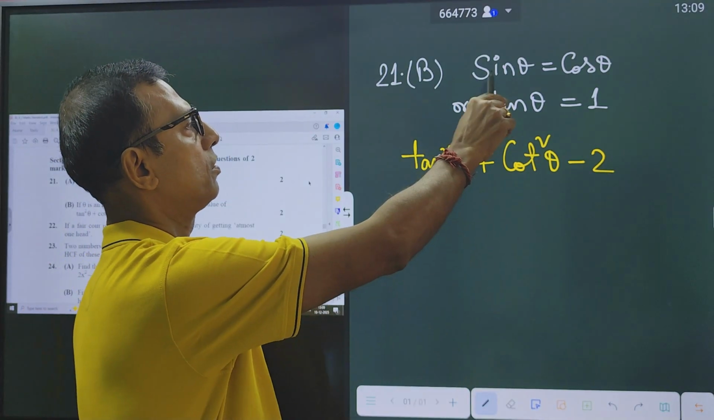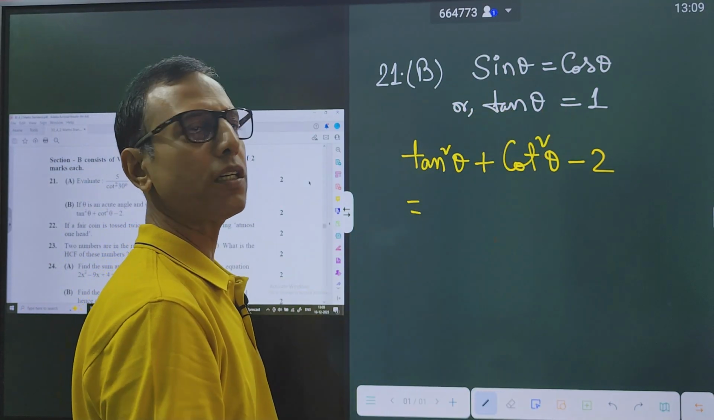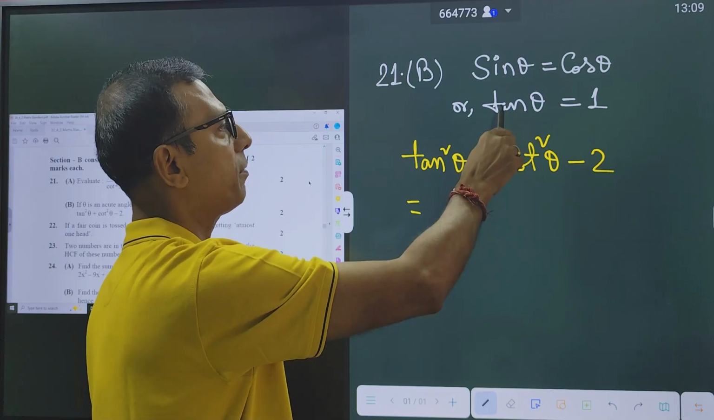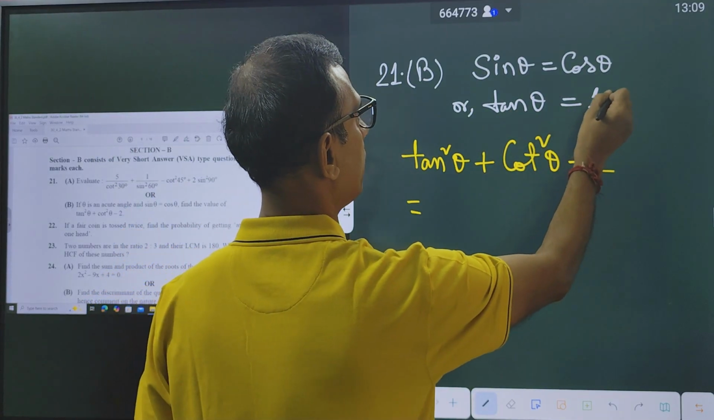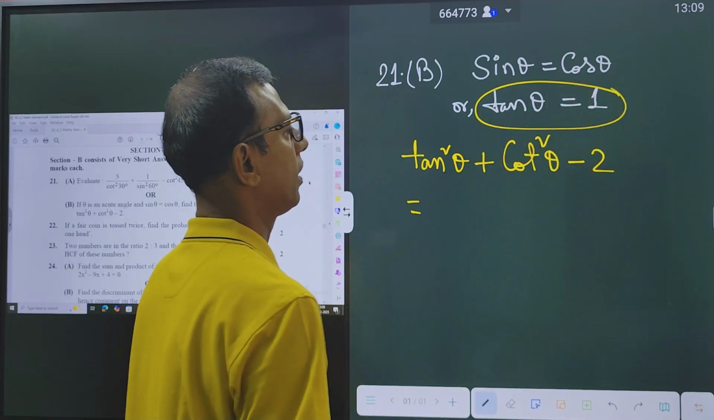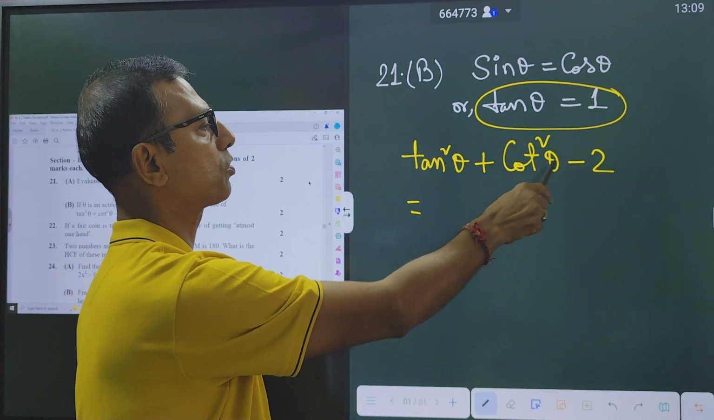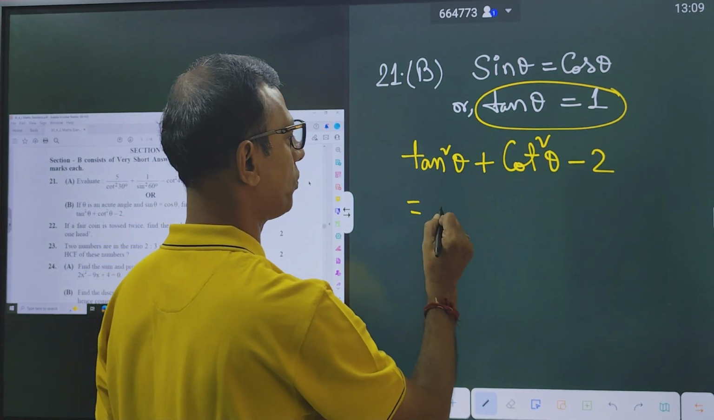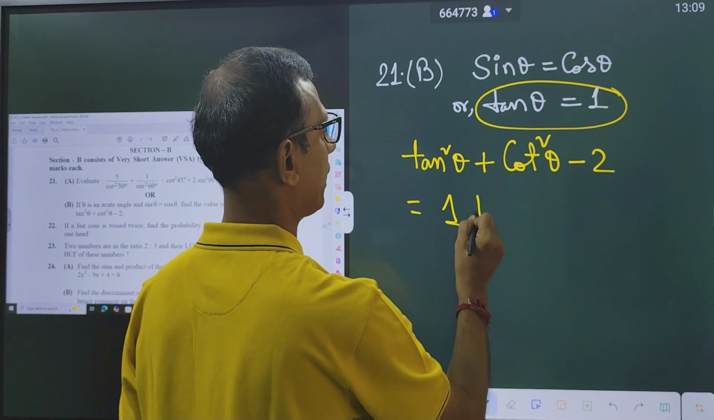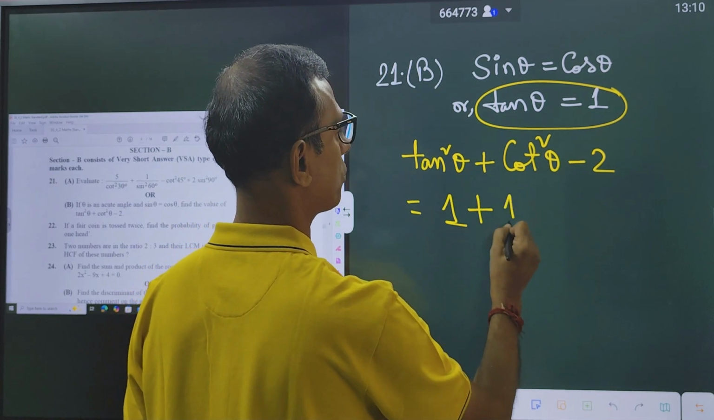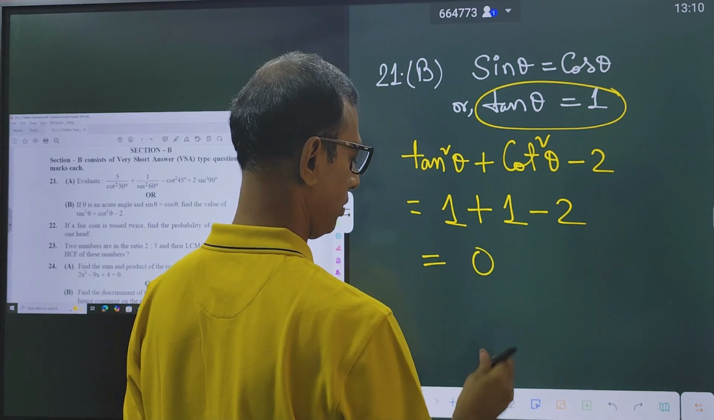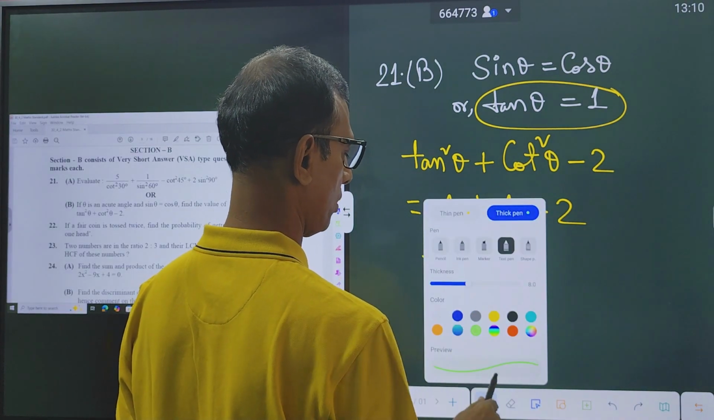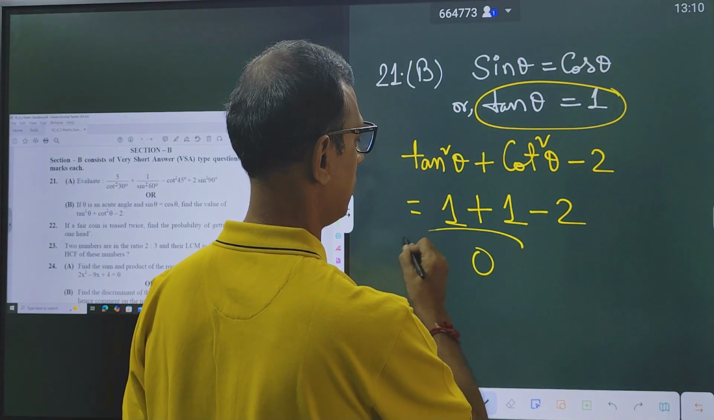So 21b, sin theta equals cos theta, that means sin theta by cos theta equals 1, that means tan theta equals 1. That is how it is already given. Now you need to evaluate tan square theta plus cot square theta minus 2. If tan theta equals 1, tan square theta equals 1. If tan theta equals 1, cot theta equals 1. So cot square theta is 1, 1 plus 1 minus 2, that equals 0. This is your answer.